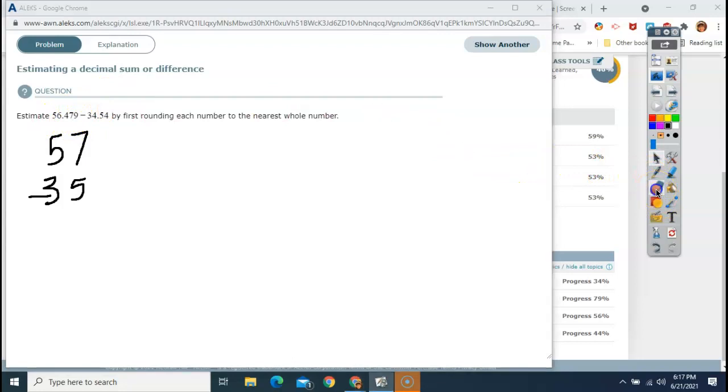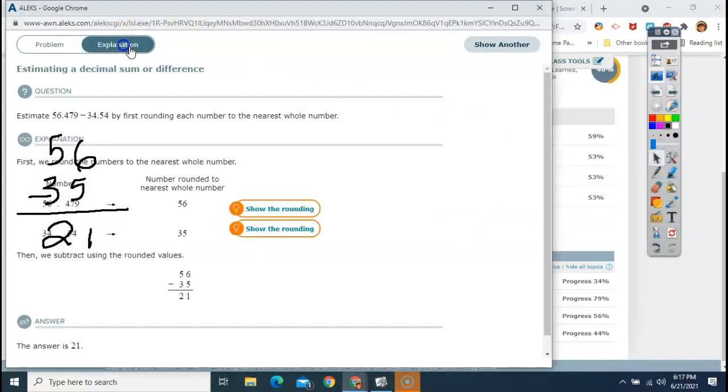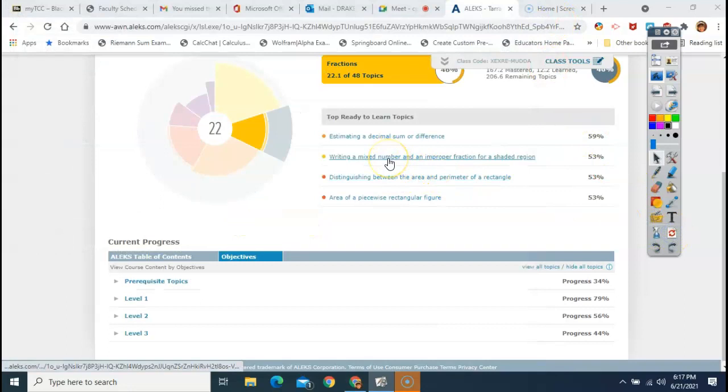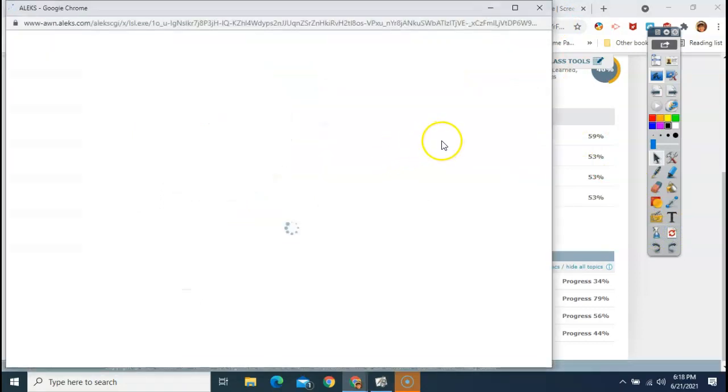So I'm going to go back and change that. I don't like this program doing that, but okay. So then we just subtract, and we get 6 minus 5 is 1. 5 minus 3 is 2. And then when you look at the explanation, it's 21, as I spoke of. All right. Next problem says writing a mixed number and an improper fraction from a shaded region.